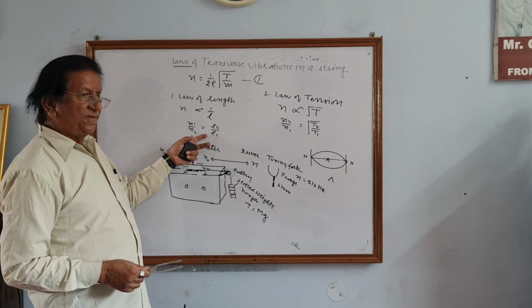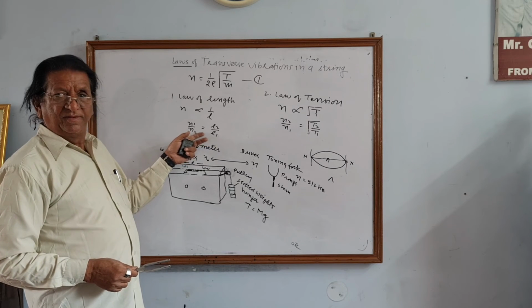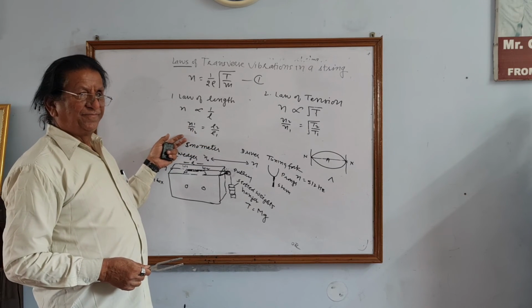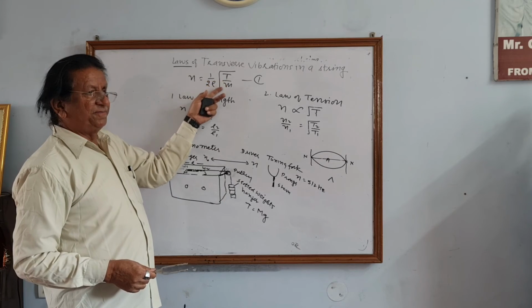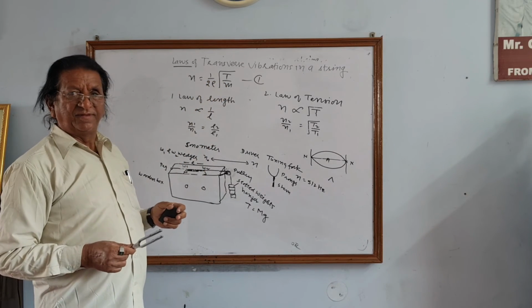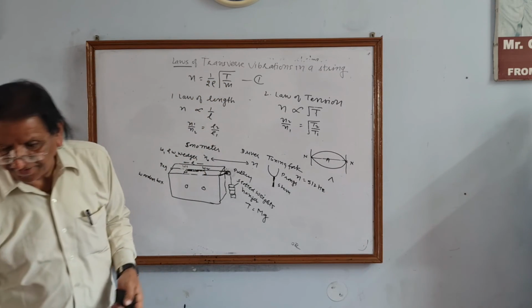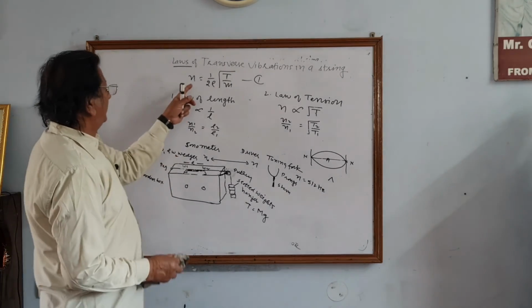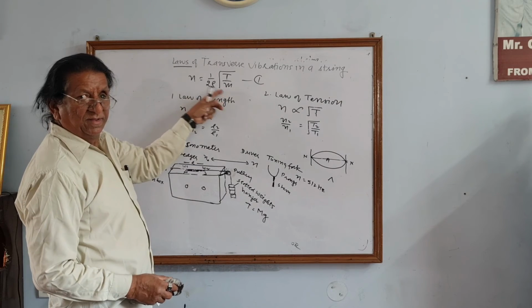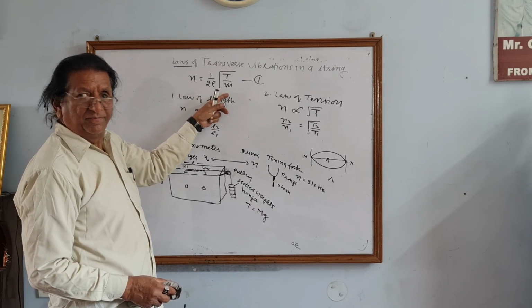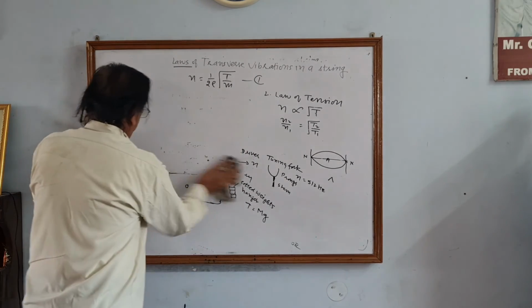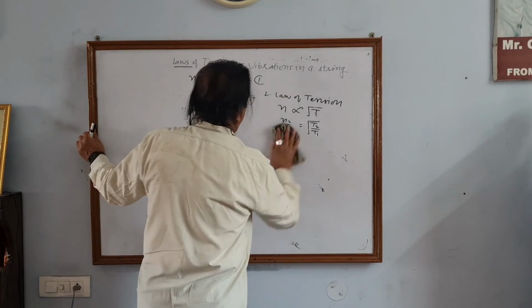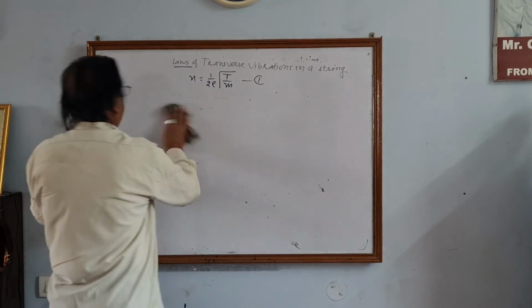For two different lengths, two different frequencies, keeping tension and mass per length the same. Got my point? So what is the third law? Third law of transverse vibration in a string. You can derive from here the relation between n and small m. That is called the law of mass per unit length.